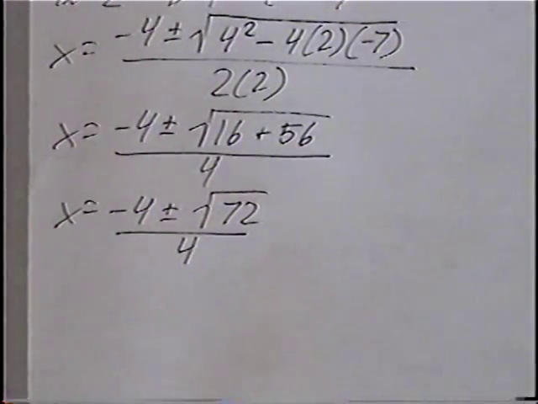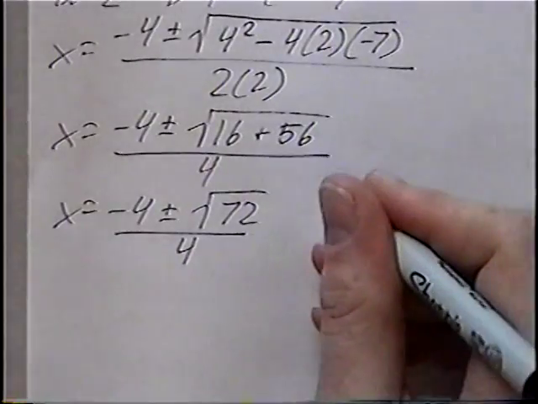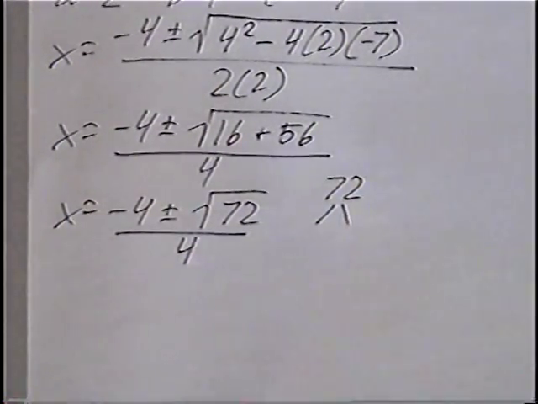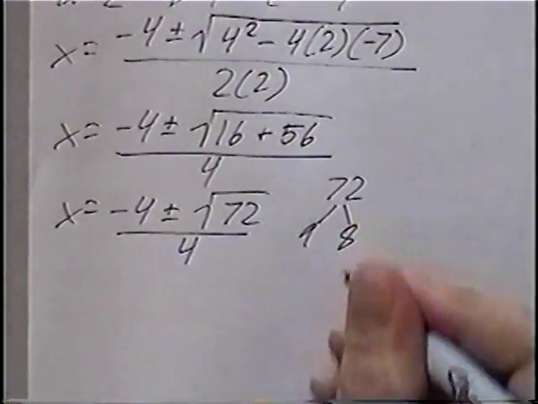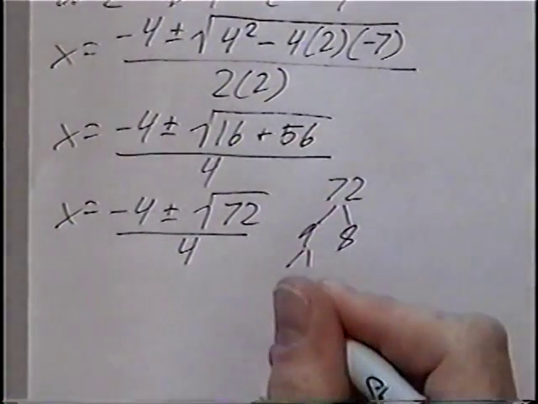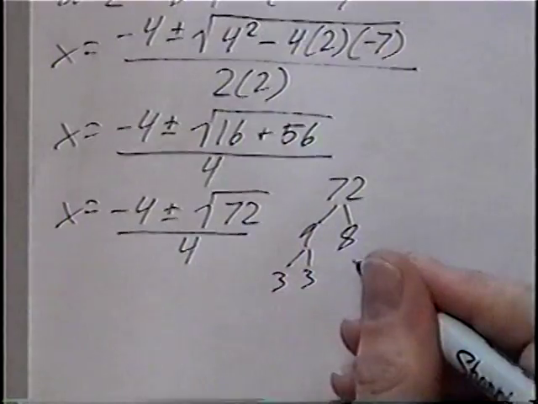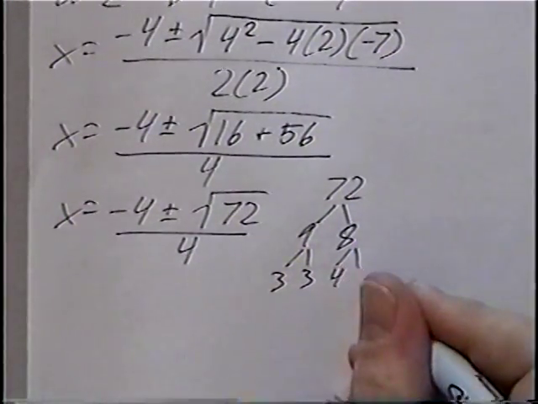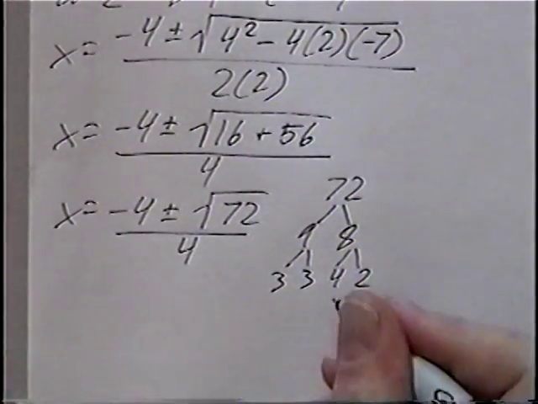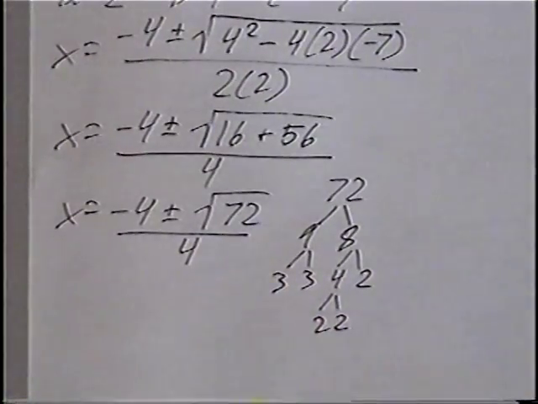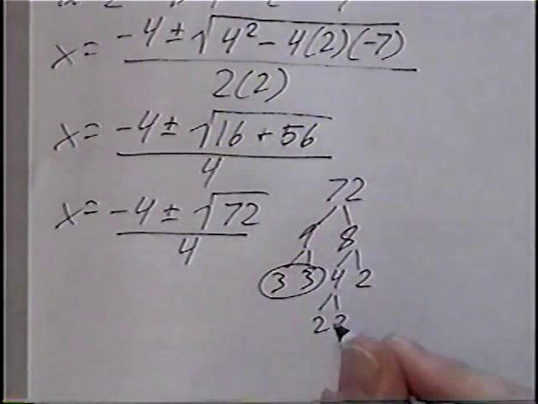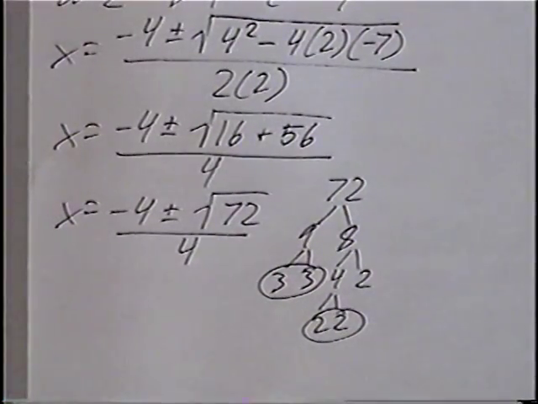To do the square root of 72, that's what we did in the previous chapter, you can do a factor tree. 72 is 9 times 8. 9 would be 3 times 3. 8, we can do 4 times 2. And 4, we can do 2 times 2. If you remember, we circle the pairs. We have a pair of 3's and a pair of 2's.